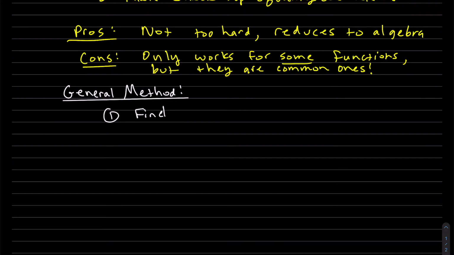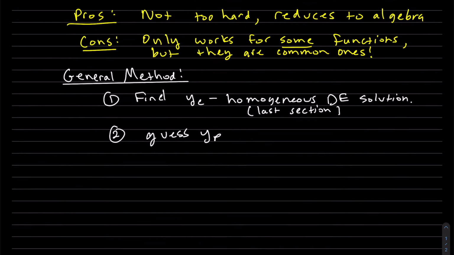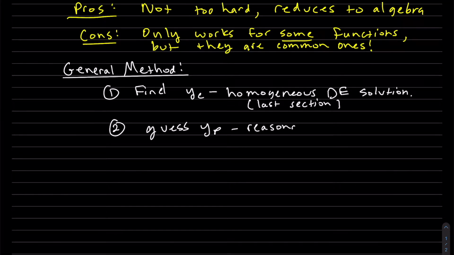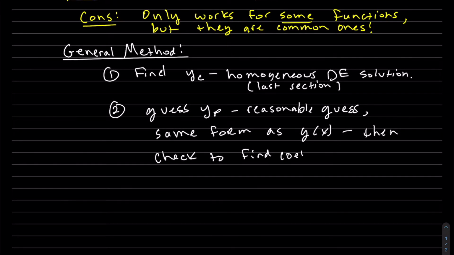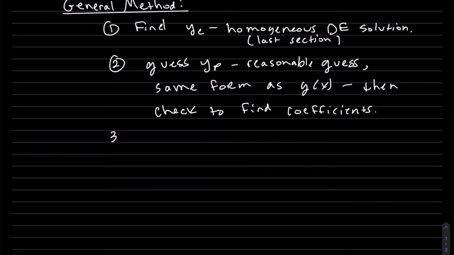So the general method of solving non-homogeneous is find yc, find yp, and add them together. So let's write that out. So we will guess yp, and it is a reasonable guess. It's going to be the same form as your g of x function that makes this a non-homogeneous. And then we will check it, plug it in and equate coefficients. And then our third step is put it together, our general solution, is y equals yc plus yp.